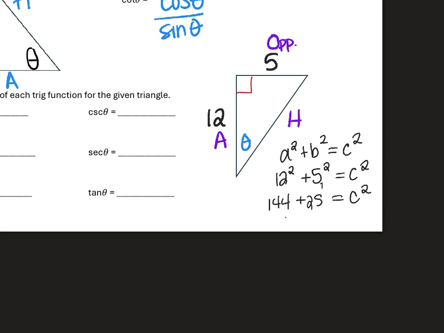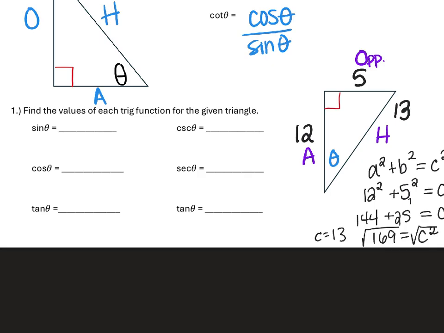Okay, so what is it, 169? Yep, and so the square root of 169, c is equal to 13. So this side over here, this hypotenuse, is 13. Now we have all three sides. Now we can easily find all of our ratios, okay? So if we just go back over here.